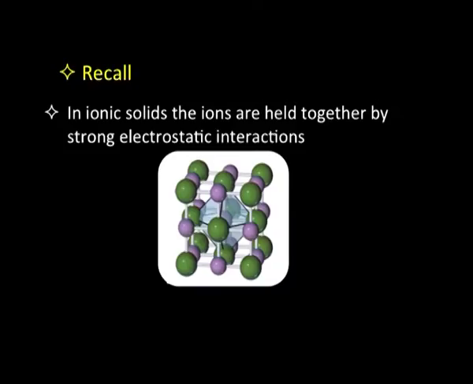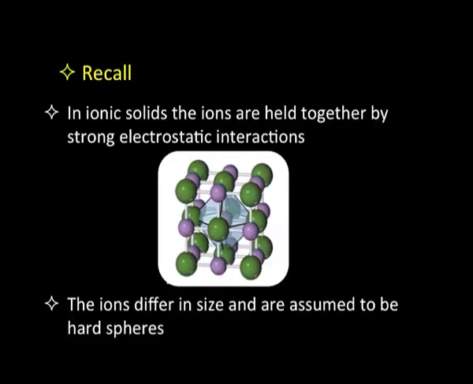Now, let us go further and try to argue out why we say that the ionic compounds are not pure ionic compounds, they have a certain element of covalency there. Okay, let us recall this. In the ionic solids, typically we know that the ions are held together by strong electrostatic interactions. And further, these ions differ in size and are assumed to be hard spheres. At this point, we have to take note of hard spheres, because that is what we are going to attack in a short while from now.